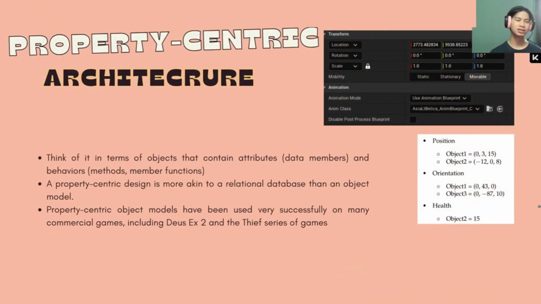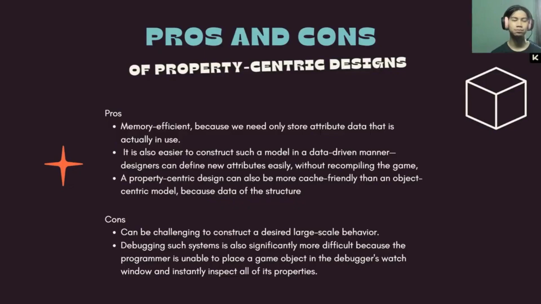So think of it in terms of an object that contains attributes, data members, and contains behavior, member functions. It's akin to a relational database, where an object is a row, and this is used quite a lot in very successful commercial games. Pros and cons of property-centric designs.